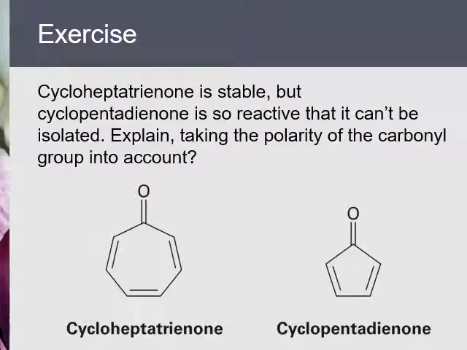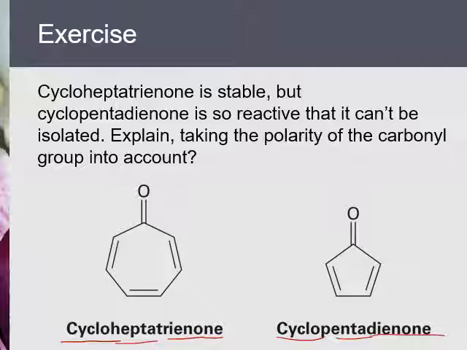Exercise. The first molecule is called cycloheptatrienone, and this compound is stable. But the second molecule, cyclopentadienone, is so reactive it can't be isolated. Explain, taking the polarity of the carbonyl group into account. So let's look at the first molecule.